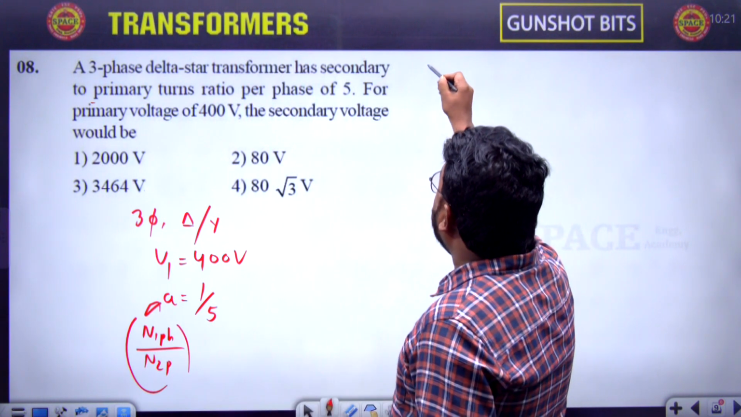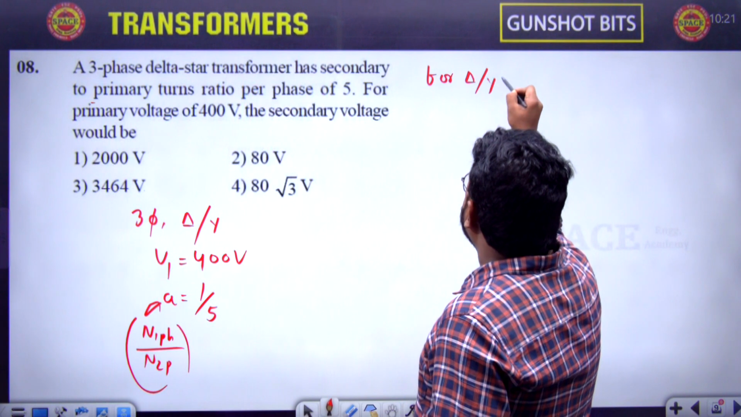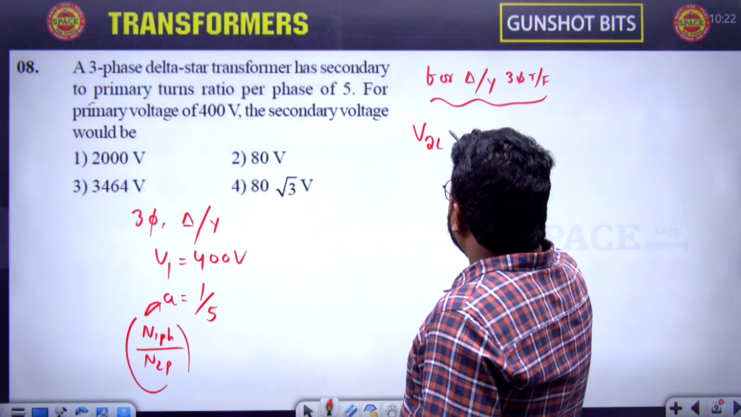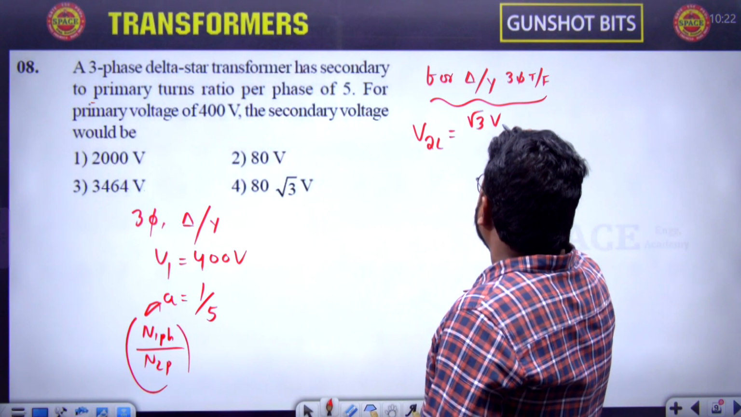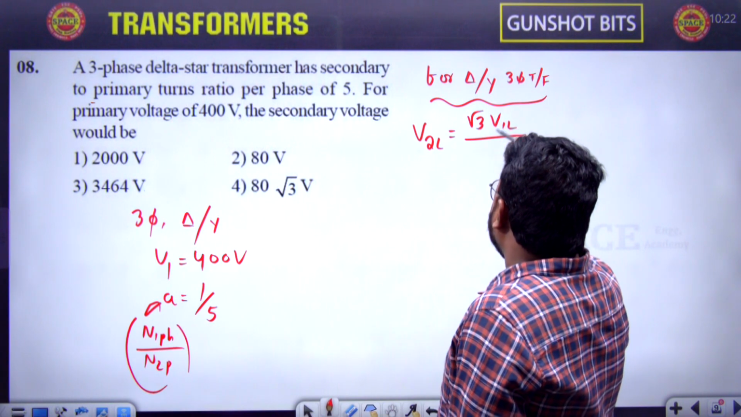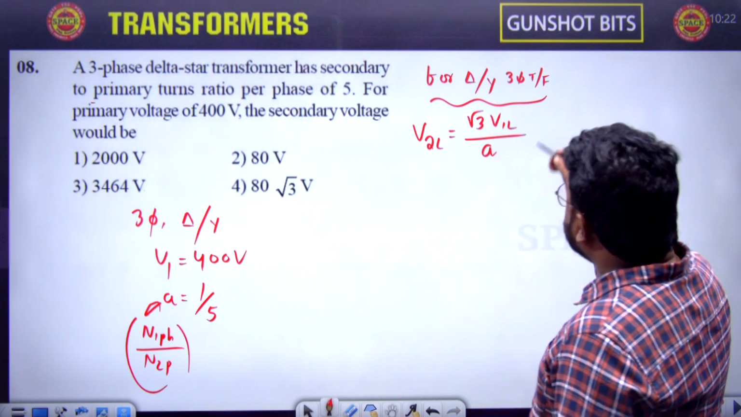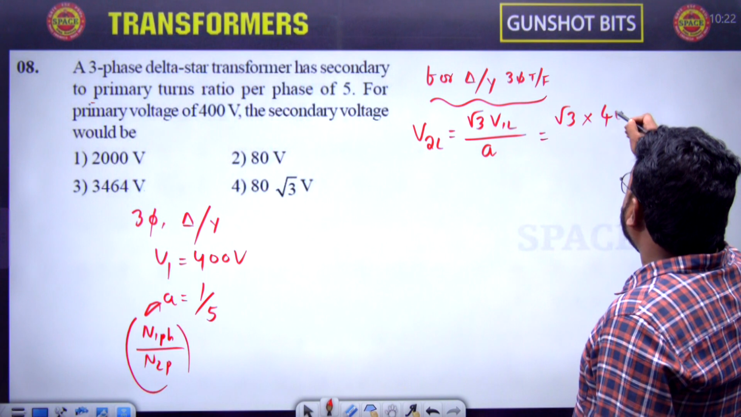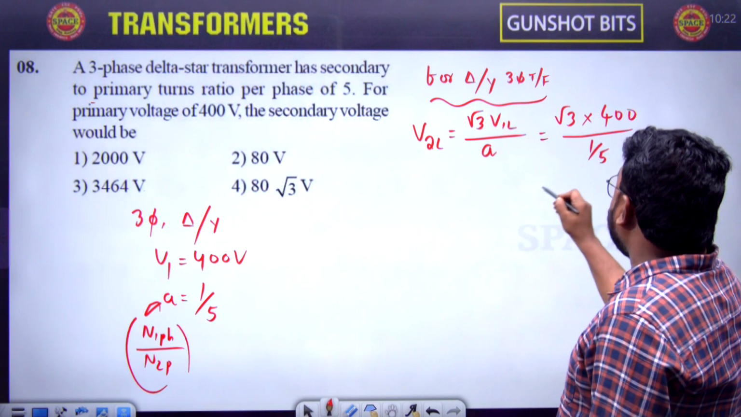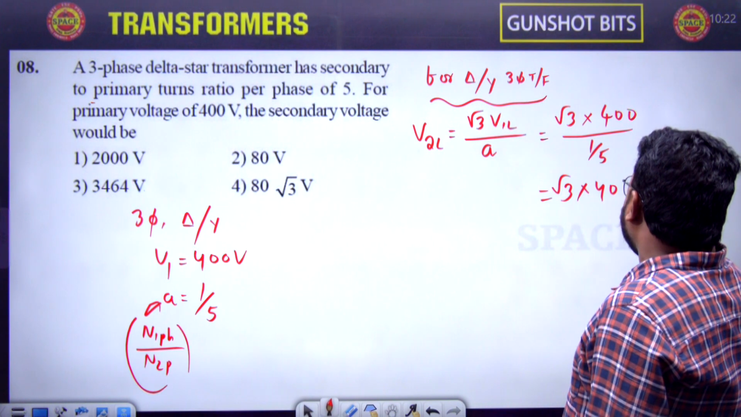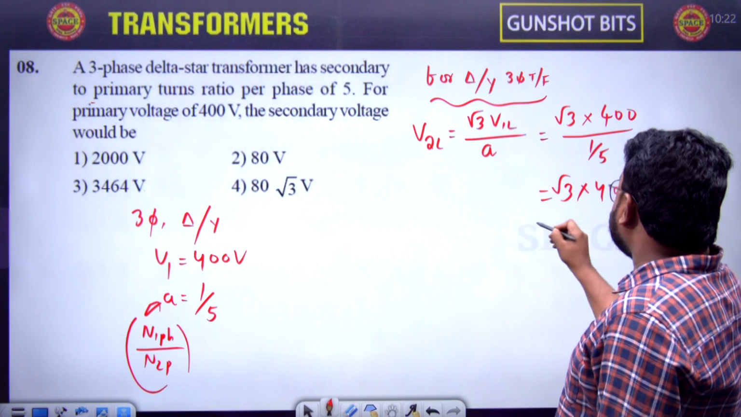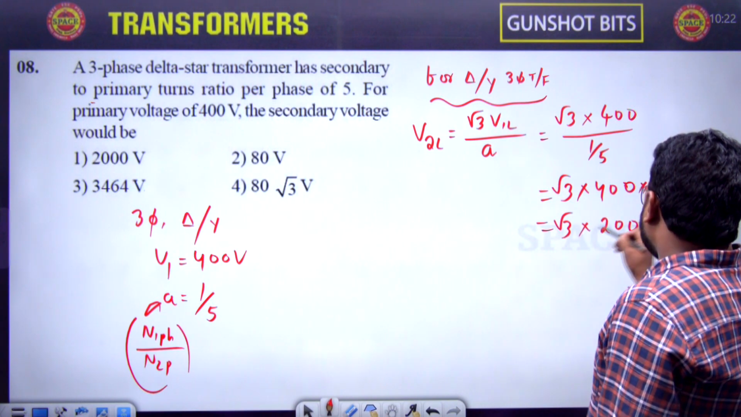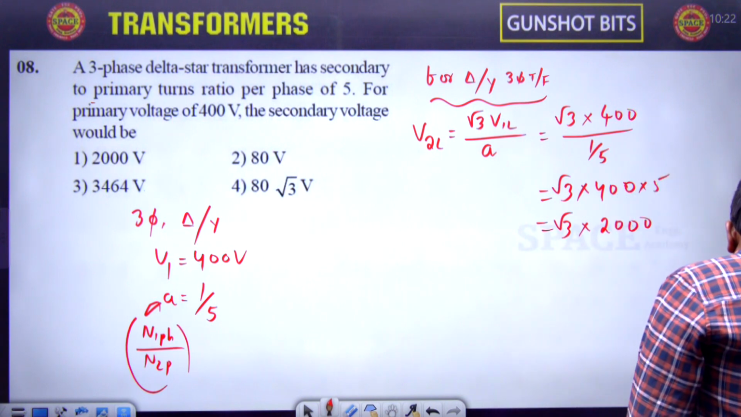Now what about the delta star 3-phase transformer? V2L is root 3 times V1L divided by a. So this is root 3 into the applied voltage 400, divided by 1 by 5. So root 3 into 400 multiplied by 5. Now this value is equal to root 3 into 2000.